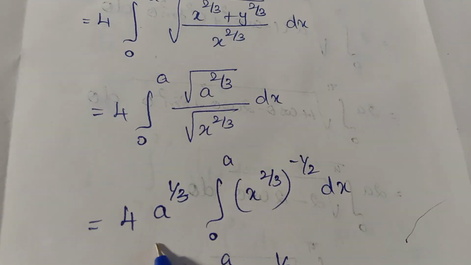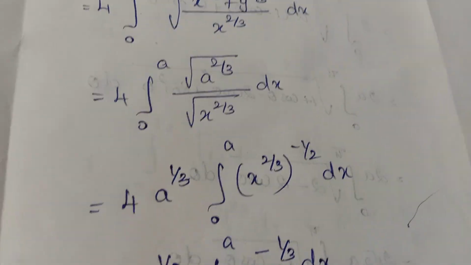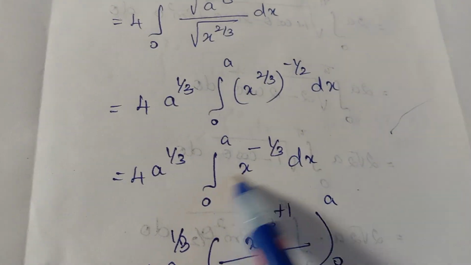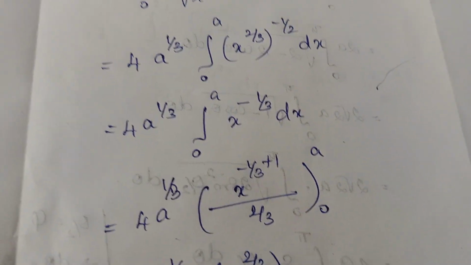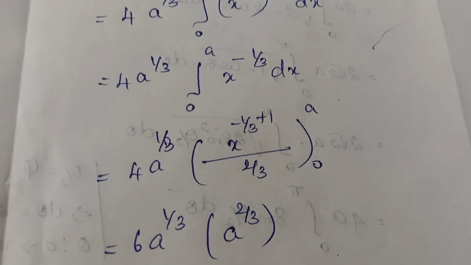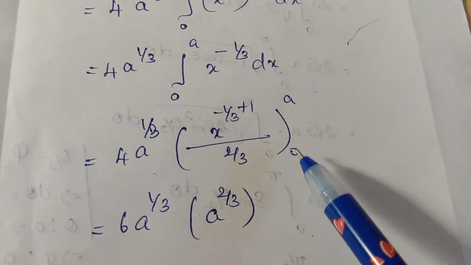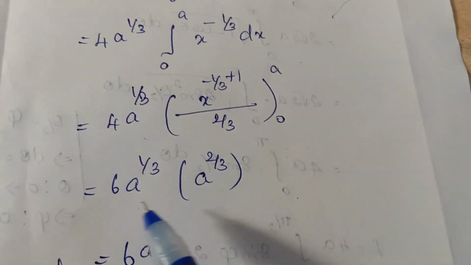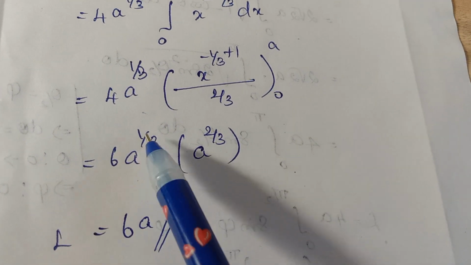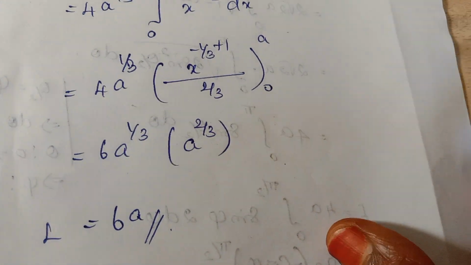So simply we get a power 1 by 3. In the denominator it will be what? x power 1 by 3. So when you bring that x power 1 by 3 to the numerator, it will be x power minus 1 by 3, and do the integration. It will be simply x power 2 by 3 by 2 by 3 within the limit 0 to a. Now you apply the limits. I am getting 6 a power 1 by 3 into a power 2 by 3. It's equal to 6a. Okay. Then next one.